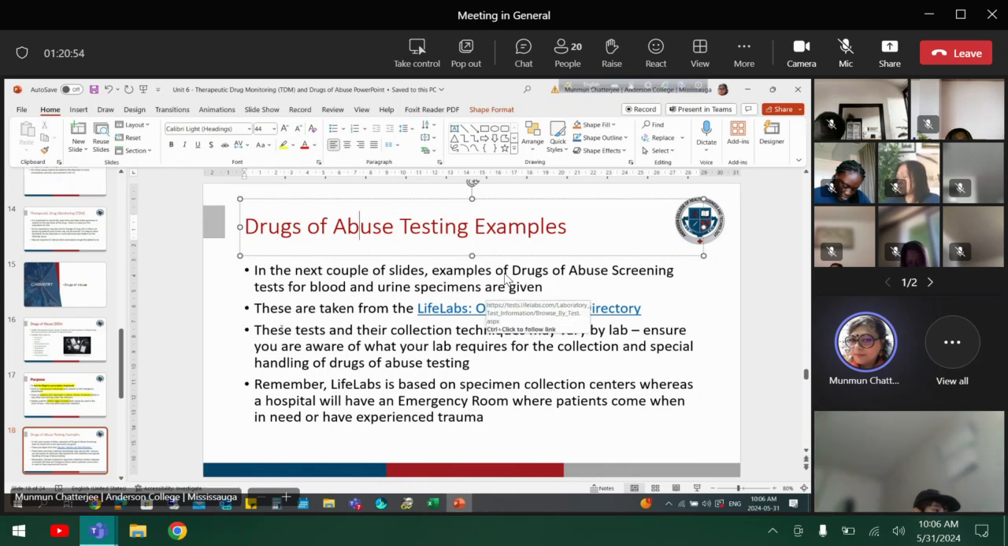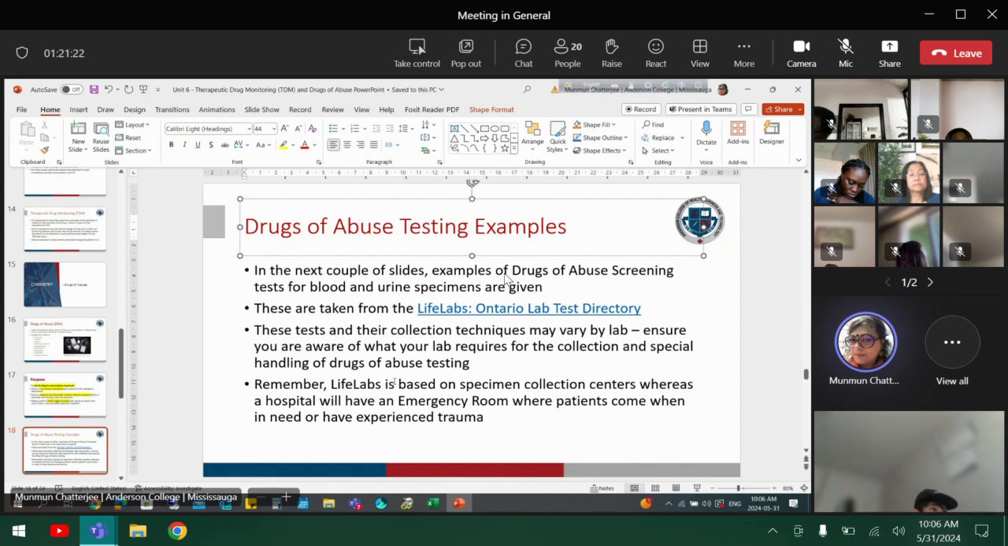They are taken from the LifeLabs Ontario test directory. You can go there, they have all the details. You can see it from your D12 and check. So these tests and their collection techniques may vary from lab to lab. Ensure you are aware of what your lab requires for the collection and special handling of drugs of abuse testing.